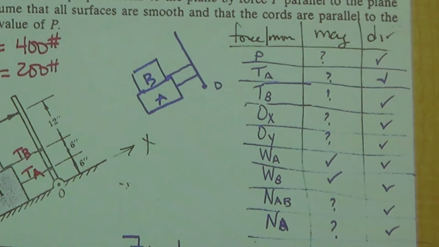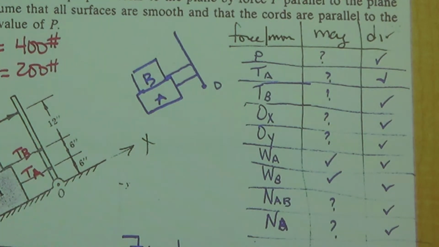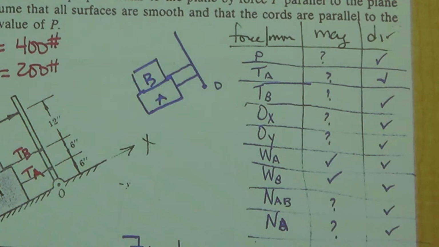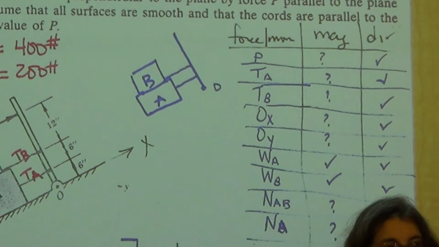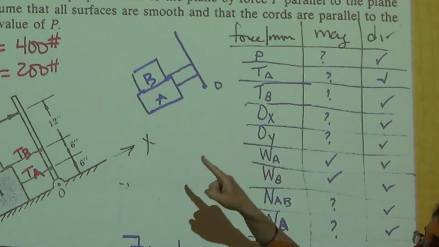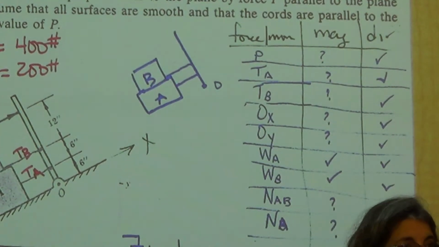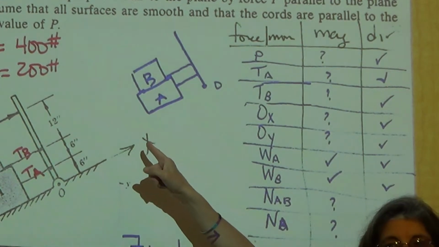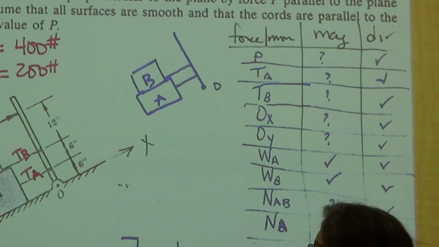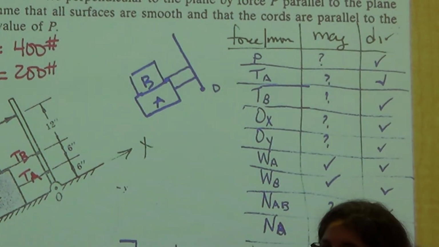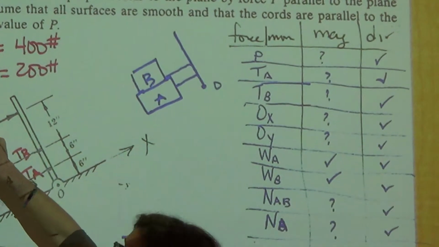Is this a 2D or a 3D problem? How many equations can I get from each free body diagram? 3. Sum of the forces in the x equals 0, sum of the forces in the y equals 0, sum of the moments. So how many free body diagrams do I need? 3. Okay? But I only need 3 if I need to find all these unknowns, right? If the problem said find all the unknowns, we would definitely have to draw 3 free body diagrams. But what do they want us to find? P. So even though there are 7 unknowns and we would need 3 free body diagrams, we only need to find P.